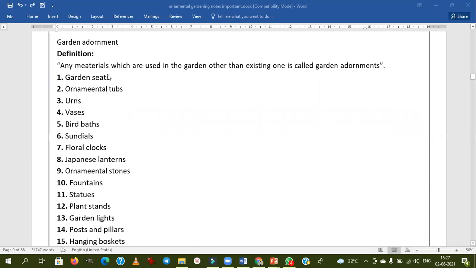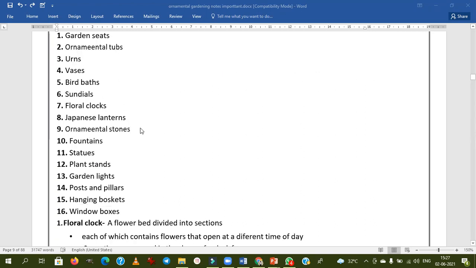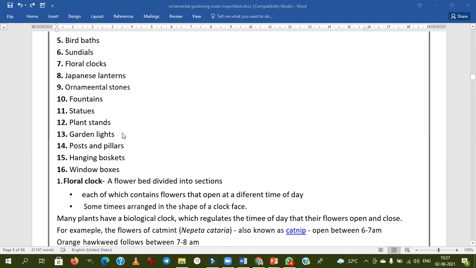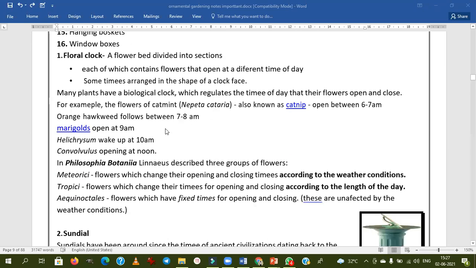Generally, what we use as garden adornments, if you visit any gardens, you will find garden seats, ornamental tubs, urns, vases, bird baths, sundial, floral clocks, Japanese lanterns, ornamental stones, fountains, statues, plant stands, garden lights, posts, pillars, hanging baskets, window boxes. These are the generally used adornments in the garden. We will discuss them one by one.